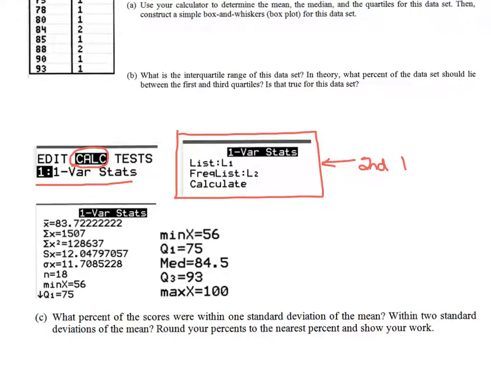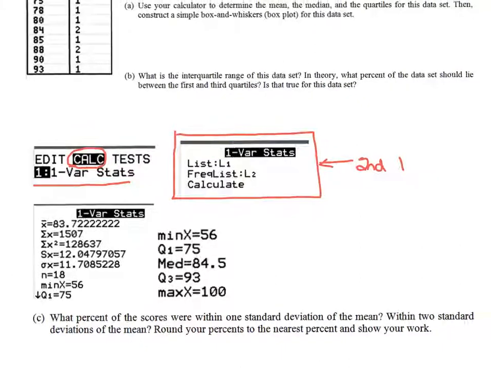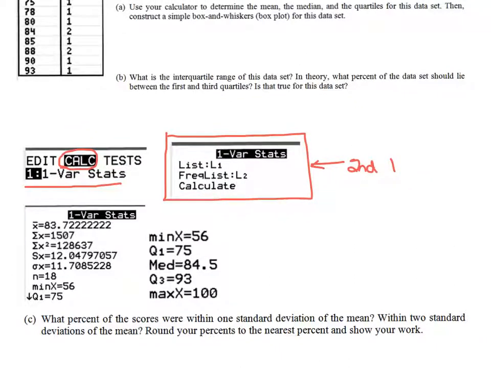So let's take a look at the information that my calculator gave me. The very first thing in my list is going to be that X bar. Since I've got X bar, I know that that stands for the mean. So I'm going to put that information up under A because it says let's find the mean. So the mean, also abbreviated X bar, in this case is going to be equal to 83.72 repeating.